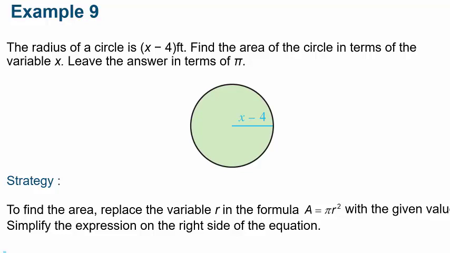All right, so the radius of some circle is x minus 4 feet. So let's find the area of the circle in terms of the variable x. And let's leave the answer in terms of this pi. Well, remember, to find the area of a circle, replace the variable r in this formula. The area is equal to pi times r squared with the given value. So we're just saying here r, I'm just going to replace my r with x minus 4.